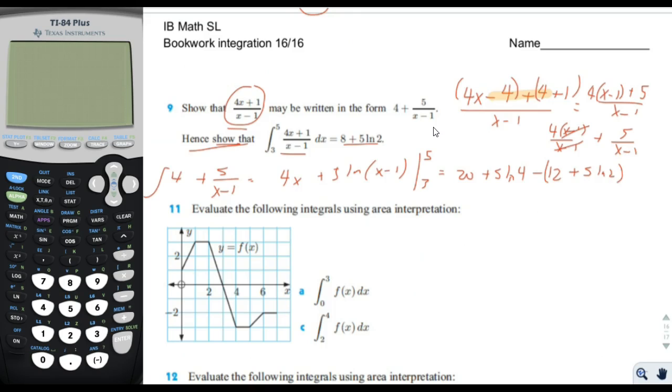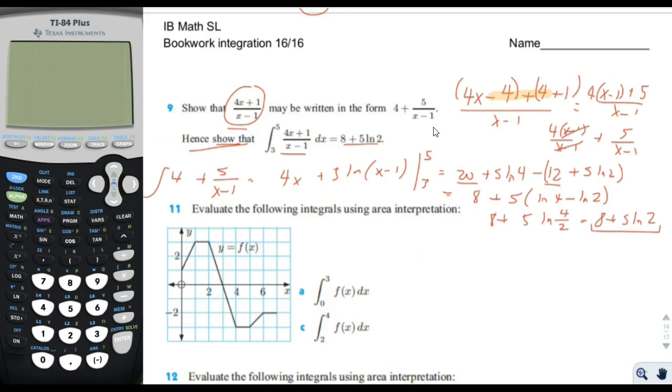Okay, and then, let's see. Then we can group these terms. 20 minus 12 is going to be 8. And then we can group these terms. 5 natural log of 4 minus natural log of 2. And it turns out that natural log of 4 minus natural log of 2 is the same thing as natural log of 4 divided by 2. So that's equal to natural log of 2.